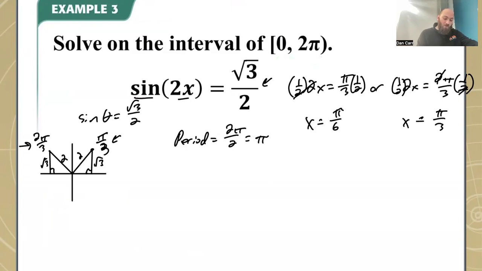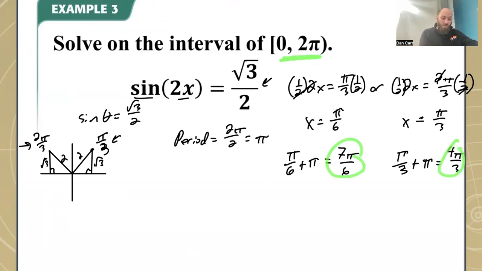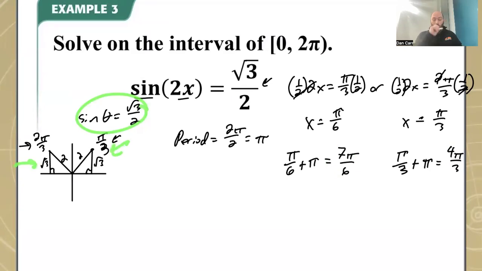So let me try that out. If I take pi over 6 plus pi, which is the same as 6 pi over 6, I get 7 pi over 6. If I take pi over 3 plus pi, I get 4 pi over 3. Both of these values are in this interval of 0 to 2 pi. So that is how I'm going to get 2 additional answers. Normally, if it was just solving this, I would get 2 answers here. But I'm not doing that here.